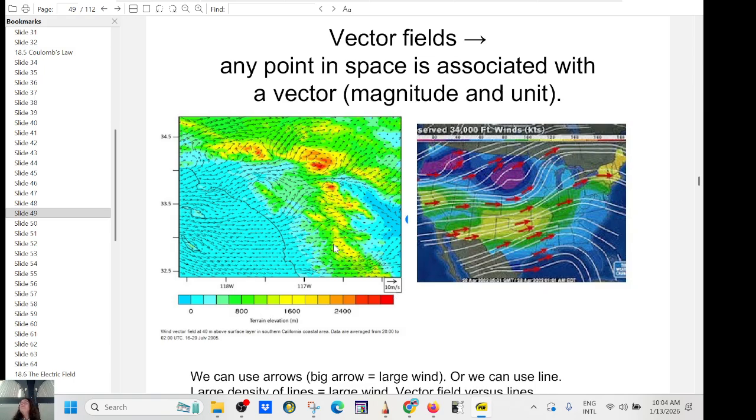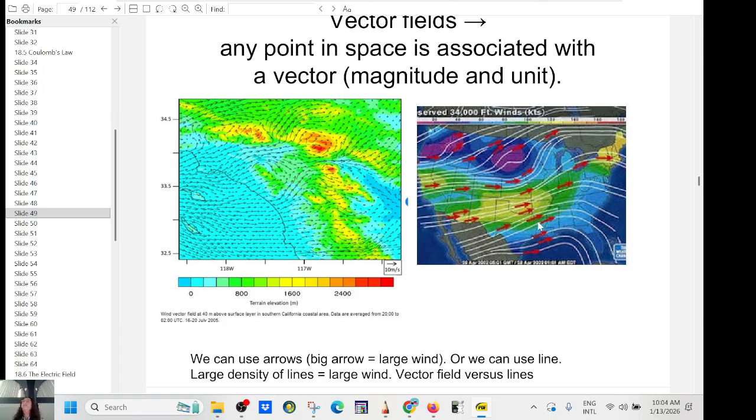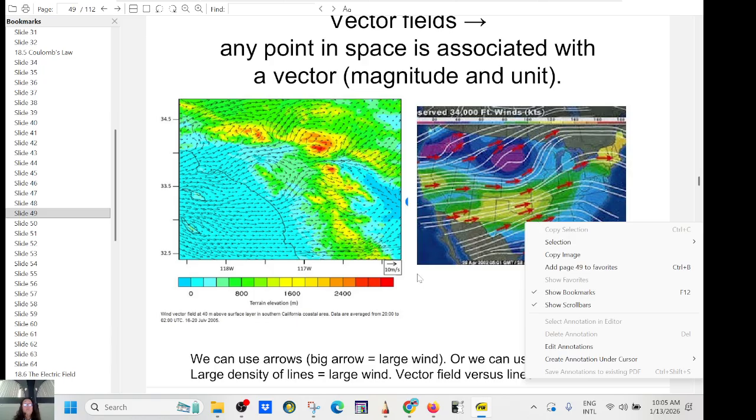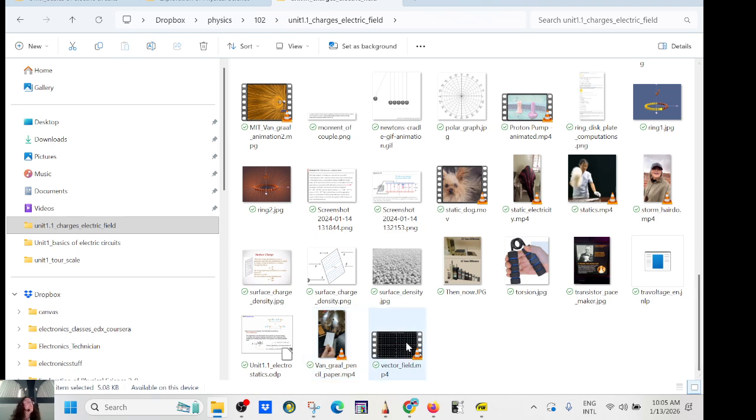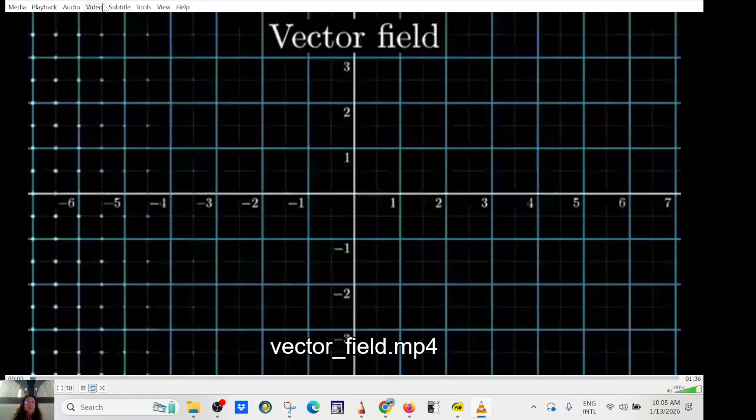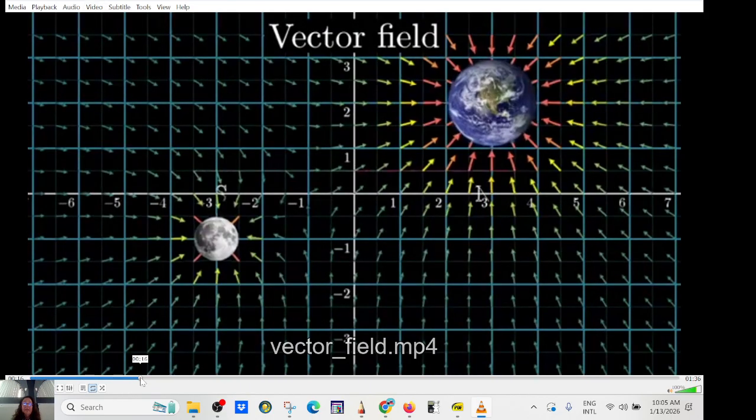So you can represent a vector by an arrow, but then it gets very messy, so you have a different way to do it. To represent a vector field, we can use streamlines. When the lines are packed together, that means larger vectors, so larger wind. If the density is less, that means weaker vectors, weaker wind. And you can do that in 3D. This is just 2D. Are you with me? Right, so you can go on YouTube and watch this video just to give you an idea.